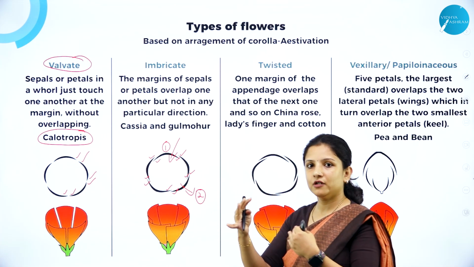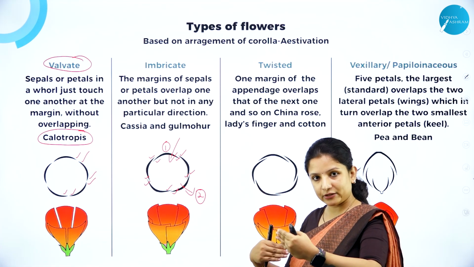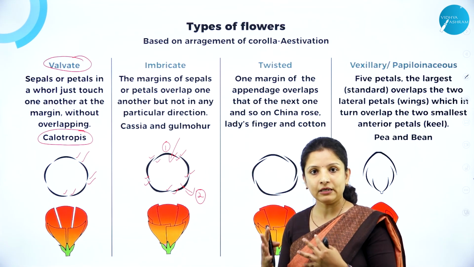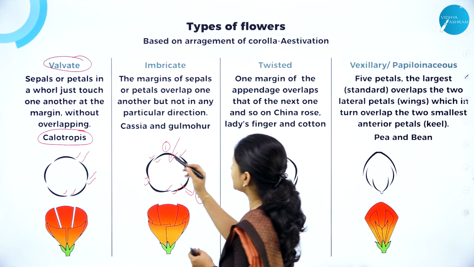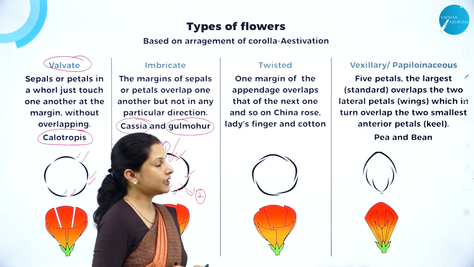So, one petal will be completely towards the inside, one more petal will be completely towards the outside, and the other petals' margins will be overlapping in one direction. So, that is called imbricate estivation, and the best examples are cassia and gulmohar. So, next is twisted estivation.